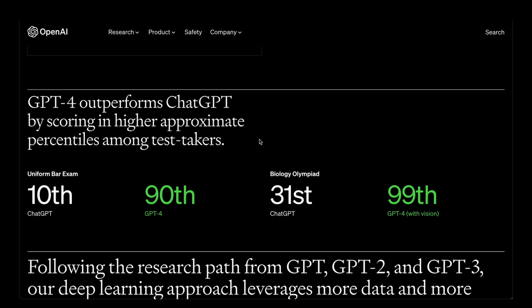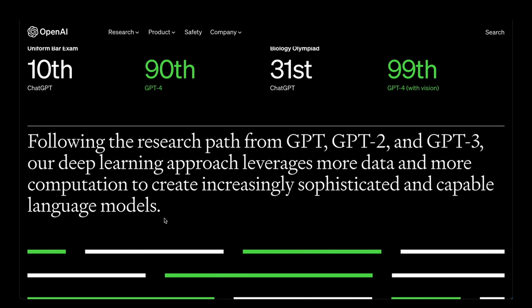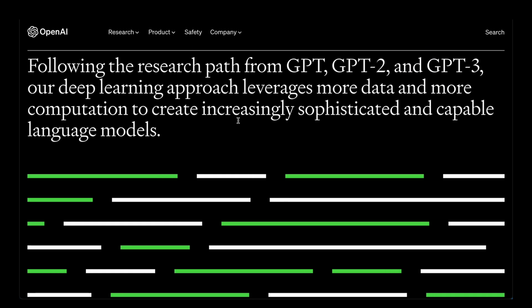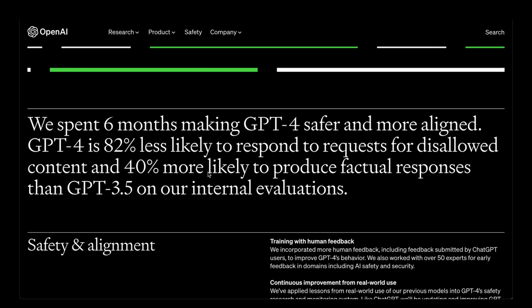But here's something interesting. GPT-4 outperformed ChatGPT. It says uniform bar exam, and currently it was at, in terms of percentiles, 10th. Now it's at 90th. And for the biology one, it is at 31st on the normal. Now it is at 99th with vision, which I think right now vision isn't out yet. It has to be out because I can't see anywhere where you'd put the actual thing. And it says the research from the 1, 2, and 3 versions, they have been working on this apparently since, I think it was August, they said in a video, 6 months, making it better.